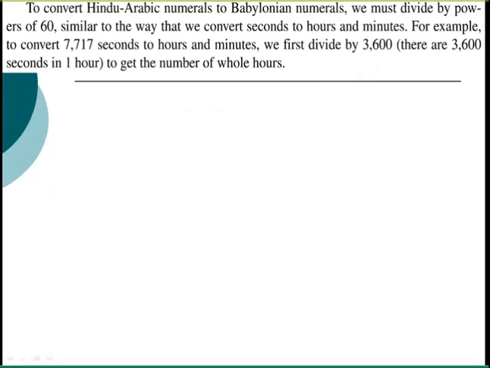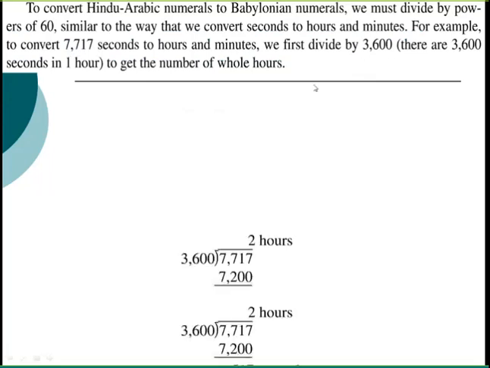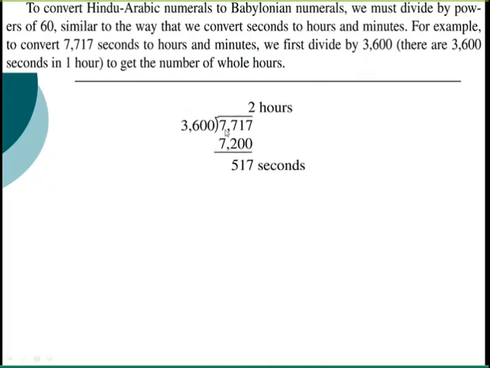Now, converting Hindu-Arabic numerals to Babylonian numerals, we have to divide by powers of 60, similar to the way that we convert seconds to hours and minutes. For example, if we had 7,717 seconds to convert to hours and minutes, we would divide by 3,600, and we would get the number of whole hours. So let's take a look at actually doing that.